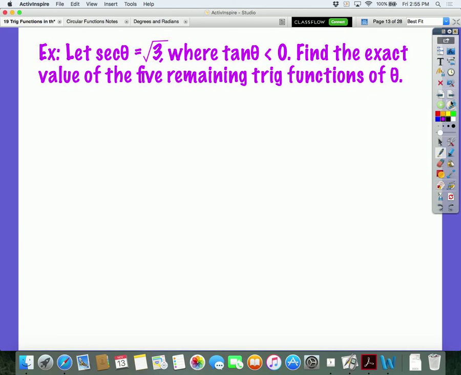I'm going to skip over this one, but go ahead and put secant theta equals the square root of 3. Go ahead and add that in. You're going to add this to the ones you're going to do for homework.